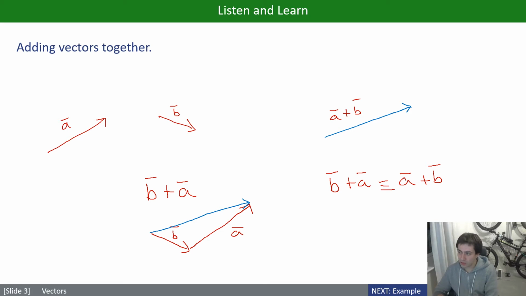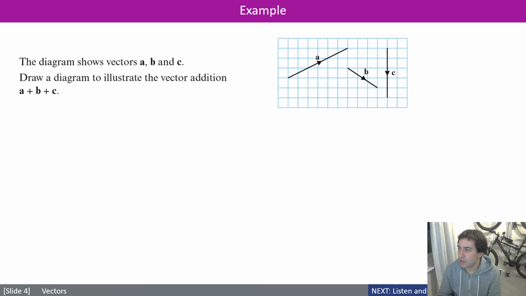Just like numerical addition, with vectors, when you add them together, it doesn't matter what order you do them in. And that's the same if you have 2 or 3 or 4 vectors. You're adding them head to tail, and you just have a single line at the end. No matter how many vectors you're adding together, you always end up with one vector. And this is how you would do it geometrically. We're going to work through quite a few examples, and then you'll be able to do some questions yourself. First off, we've got 3 vectors now. Draw a diagram to illustrate the vector addition.